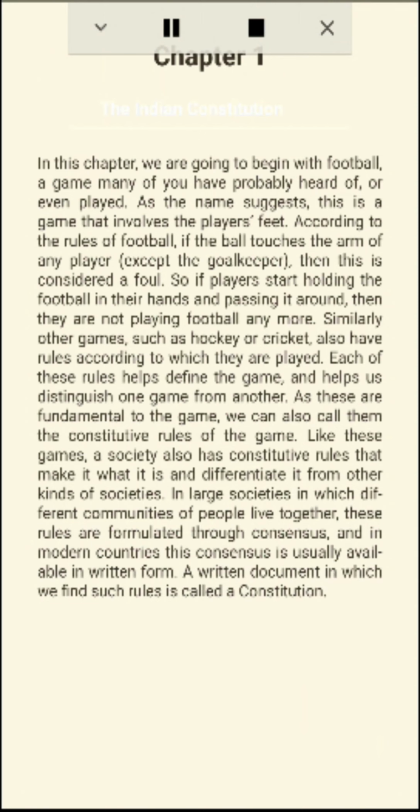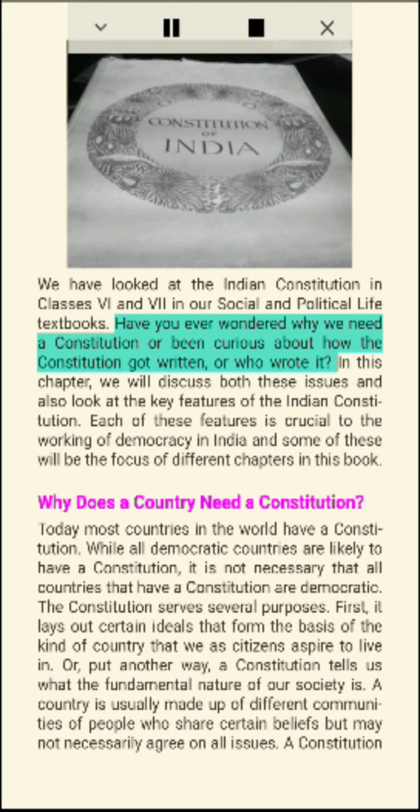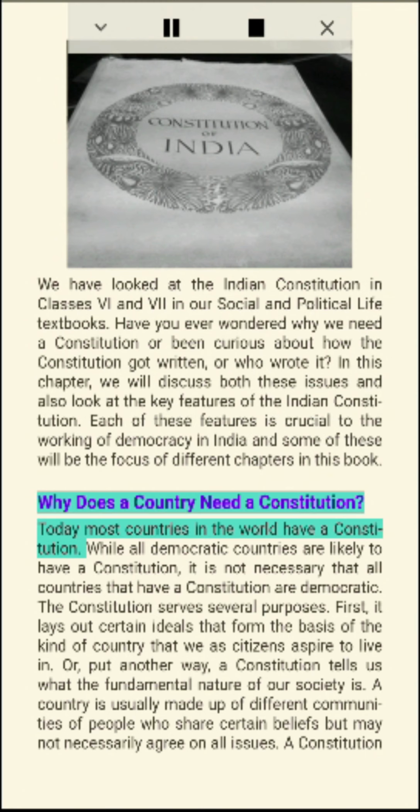We have looked at the Indian Constitution in classes V and 7 in our social and political life textbooks. Have you ever wondered why we need a constitution or been curious about how the Constitution got written, or who wrote it? In this chapter, we will discuss both these issues and also look at the key features of the Indian Constitution. Each of these features is crucial to the working of democracy in India, and some of these will be the focus of different chapters in this book.